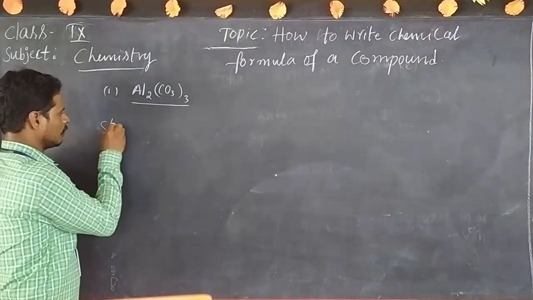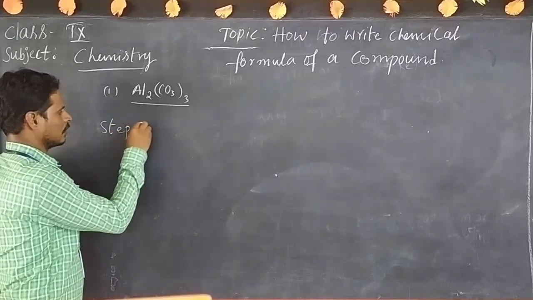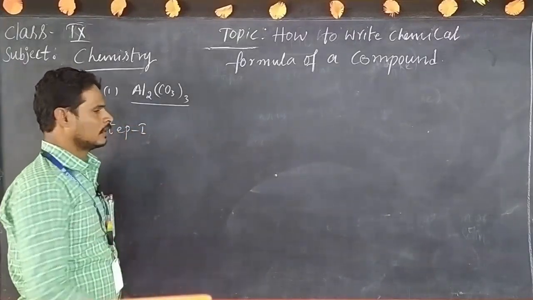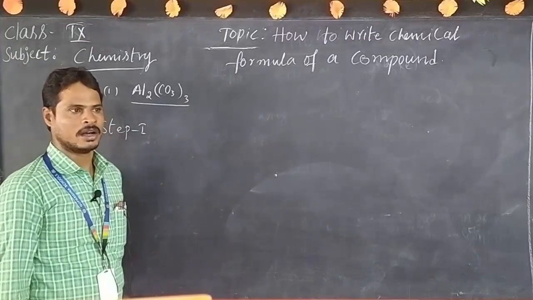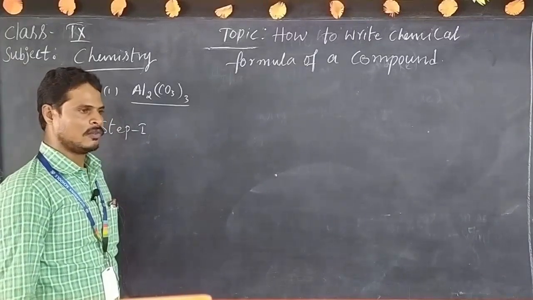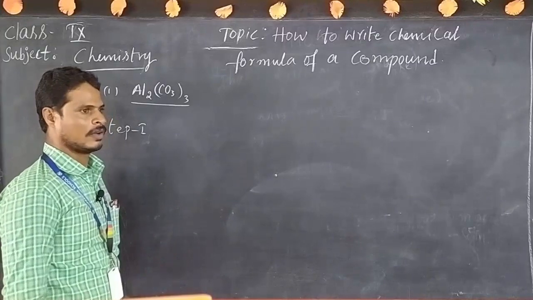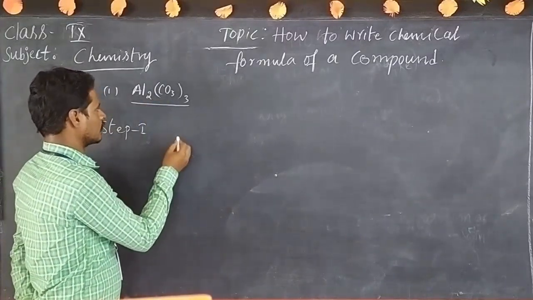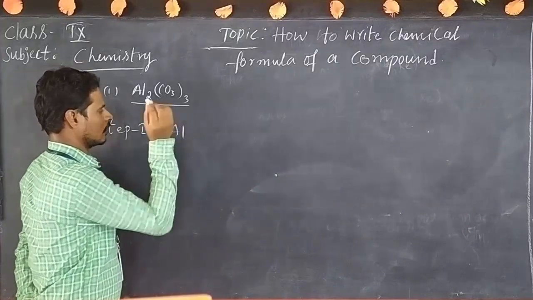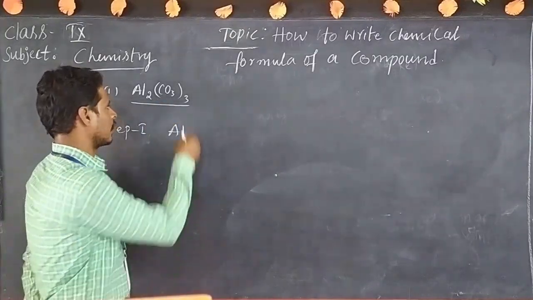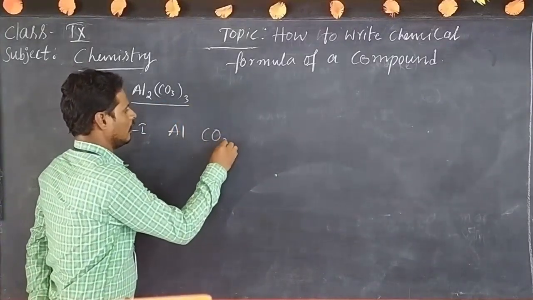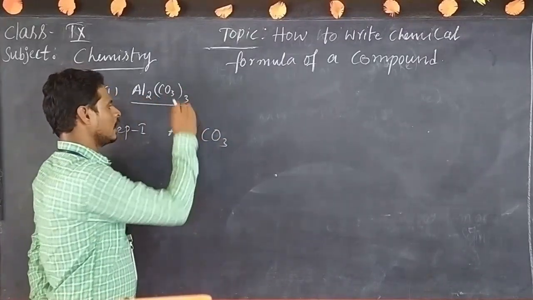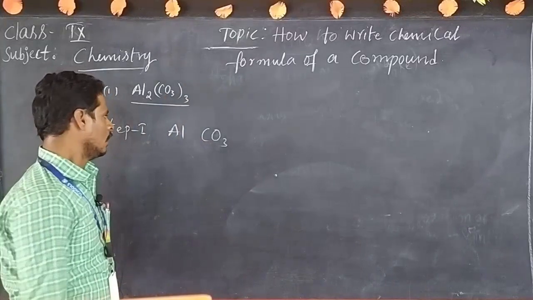We know there are step 1, step 2, step 3, step 4, step 5. Step 1, what do we have to do? Write the cation and anion radicals. Where should we write the cation, and where the anion? The cation should be written on the left hand side, and the anion on the right hand side. Here aluminium is the cation, and carbonate is the anion.